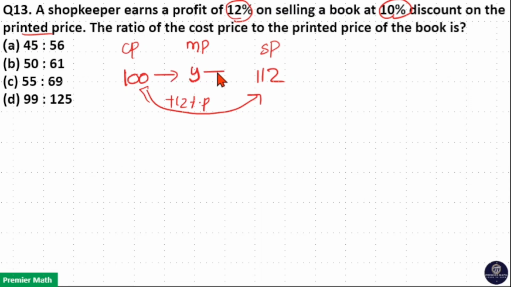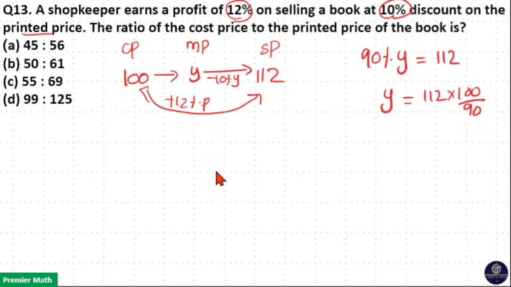Now you can see there is a 10% discount on the marked price or printed price. So 10% discount gives you sell price 112 rupees. That means 90% of Y is equal to 112. Then Y is equal to 112 into 100 by 90. Then if I take cost price is to mark price ratio, cost price here is 100 rupees and mark price is Y. Y is equal to 112 into 100 by 90.